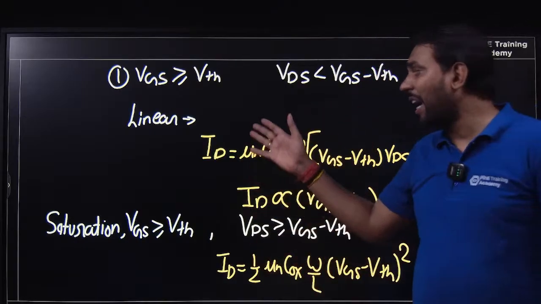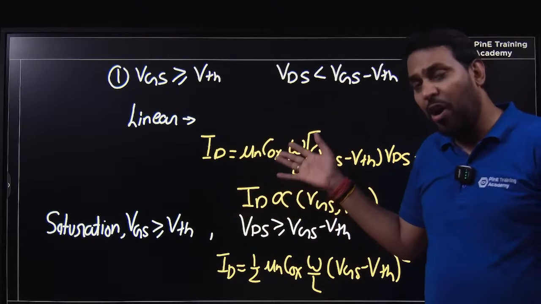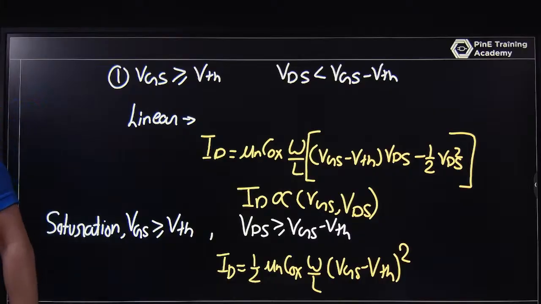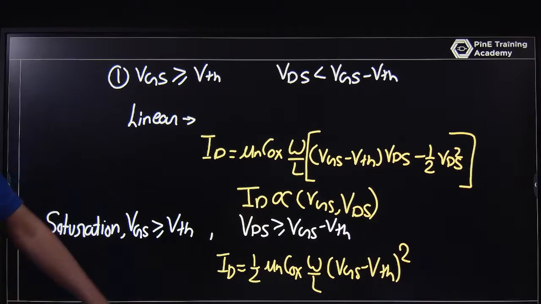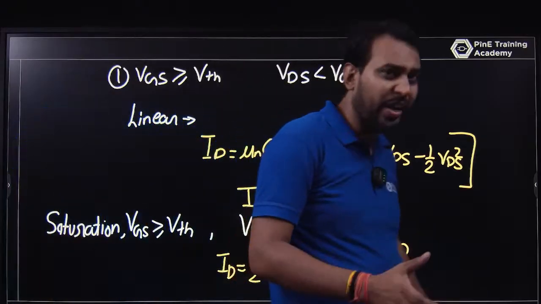We try to make the input impedance infinite. We try to make the output impedance zero or infinite as per the requirement of the amplifier. If you are using a voltage controlled voltage source, you try to make the output impedance zero. If you are talking about a voltage controlled current source, the output impedance should be as high as possible. So it depends on the application.